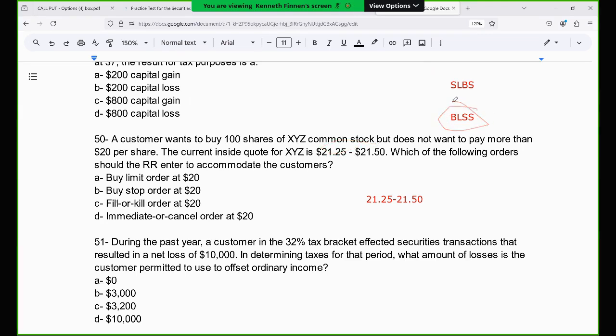Did they say buy or sell? Buy. So it has to be the buy limit. So you were saying if it was like 22.50 or what have you, then it would be a buy stop. Yes. Or if they said sell, it'd have to be a sell limit.